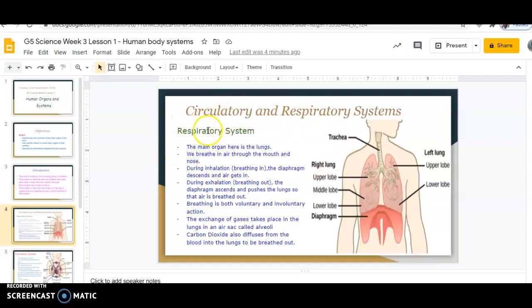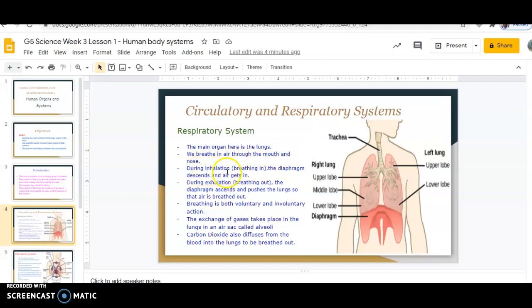Now, we'll start with the respiratory system. This is the respiratory system. The main organ in the respiratory system is actually the lungs. So inside the lungs, that is where exchange of gases takes place. So when we breathe in through the mouth and sometimes through the nose.